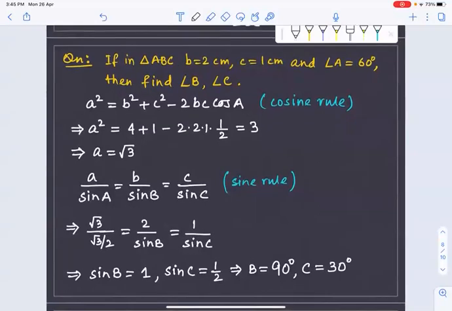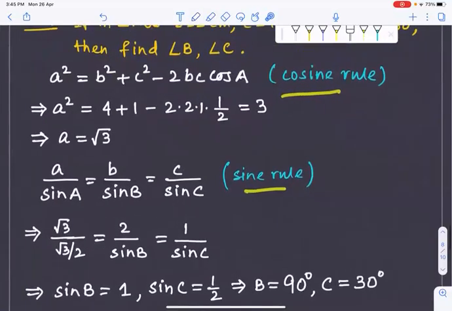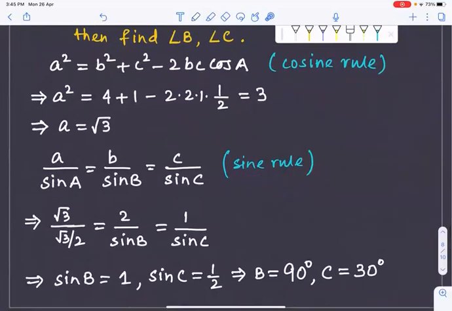So this is how we can solve questions by using the sine rule and cosine rule wherever it is applicable. Right. So that's all for today. This is completed now.